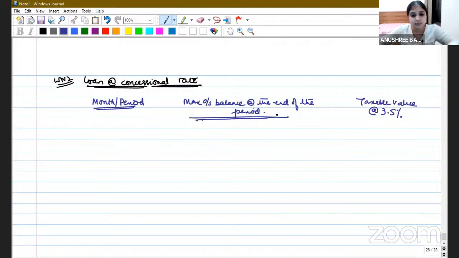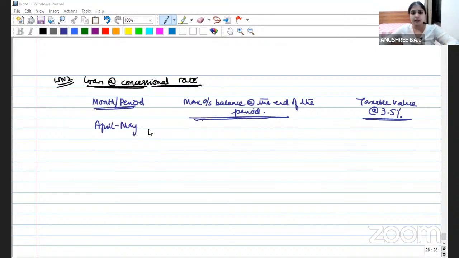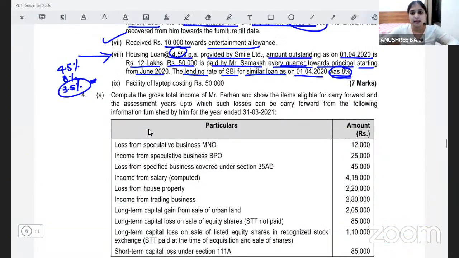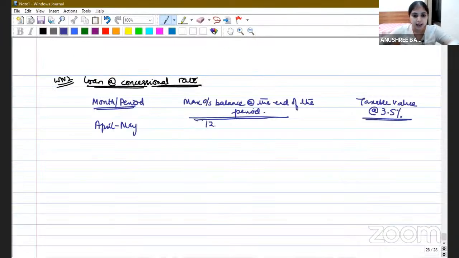See, he starts making the payment only from June. So April and May, there will be no change. April and May, the entire loan will be outstanding. What is the loan amount? The loan amount is rupees 12 lakhs. Entire 12 lakh is outstanding. So 12 lakhs will be outstanding.